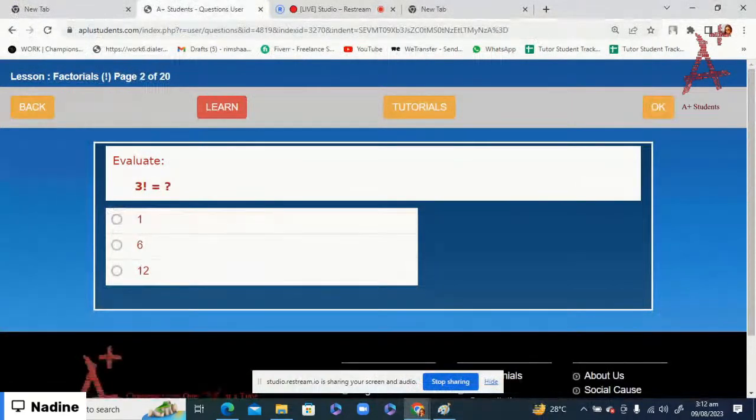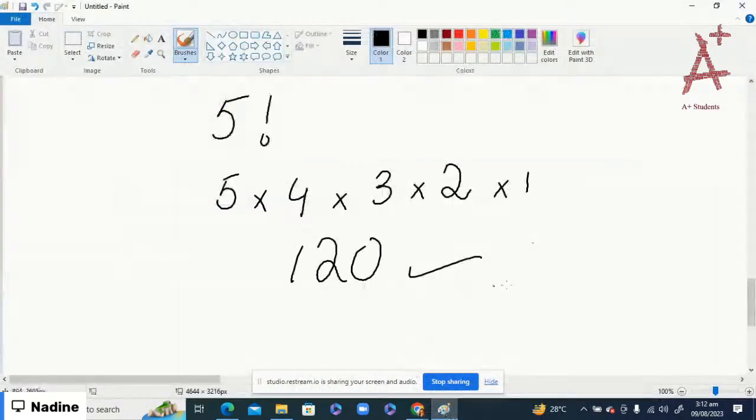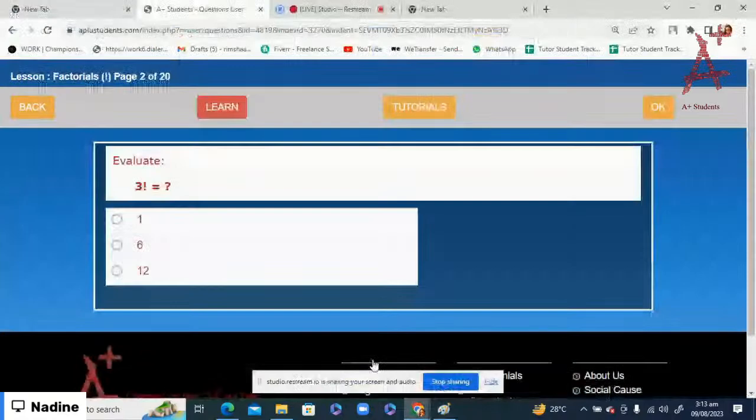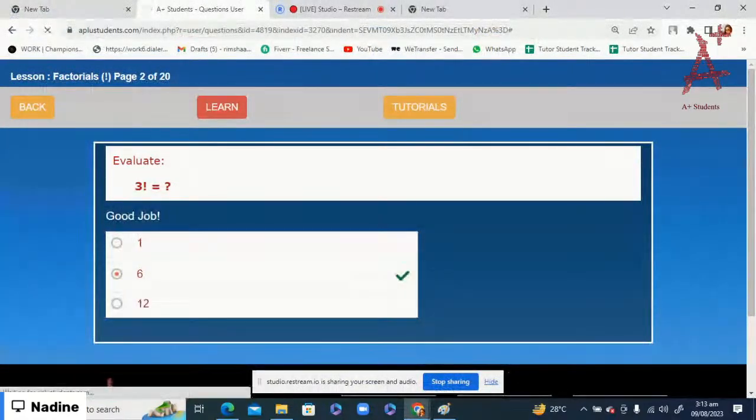Okay, now here is 3 factorial. What's the answer for 3 factorial? We're gonna write 3, then 2, then 1. Multiply all of it. When we multiply all of it, we get the answer: 3 times 2 is 6, 6 times 1 is 6. Let's check, is there any option for 6? Yes, it's here. Yes, that is right.